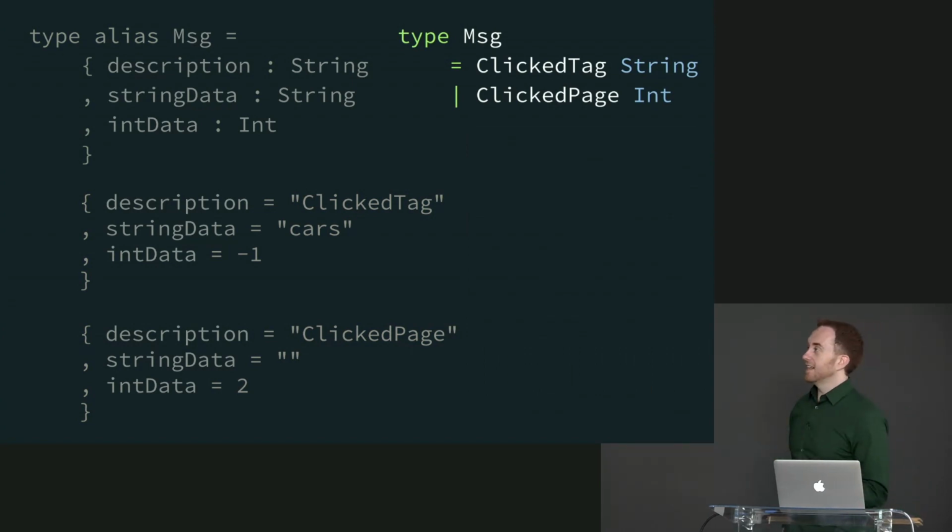In contrast, let's think about what happens if we use a custom type for this. Now we can say we have two variants of message: ClickedTag, which holds onto a string, and ClickedPage, which holds onto an int. This precisely describes every single possibility that we could have for interaction in our program.